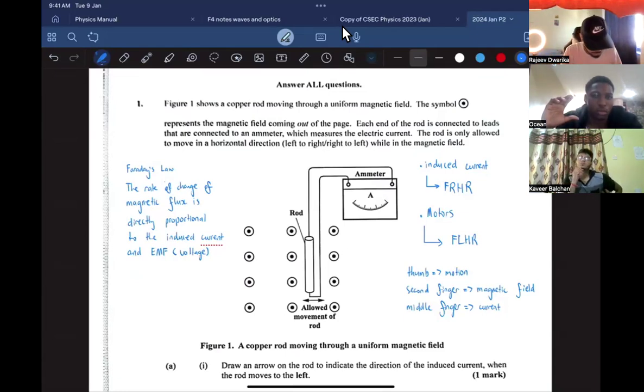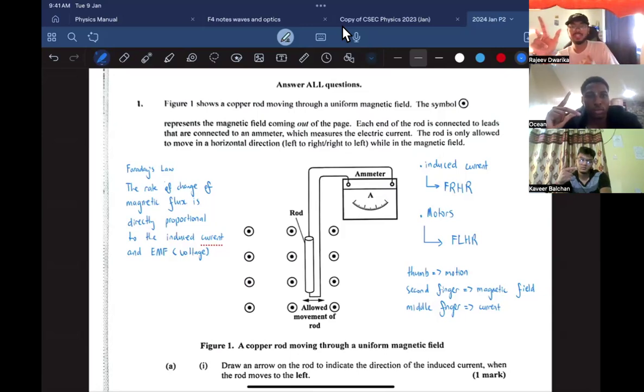So in this question, we're moving it to the left. So that being said, the motion is going to be to the left. Now, the third finger is the current induced, and the second finger is the magnetic field. So Ocean and Justin, in this question, is the magnetic field going into the paper or coming out at you? I want somebody to tell me. Coming out to me.